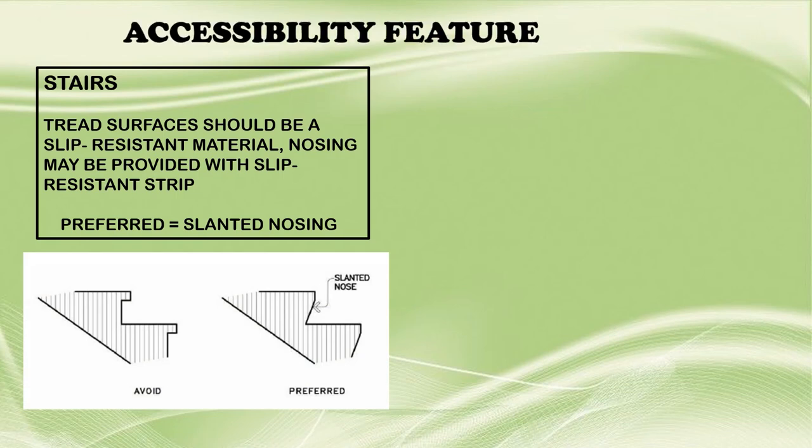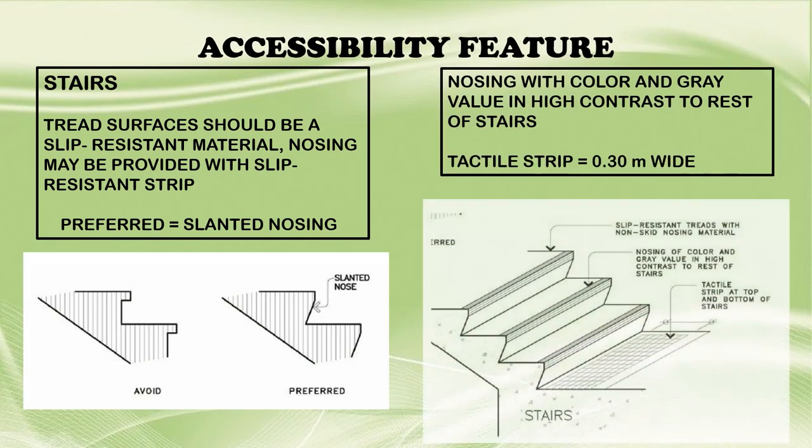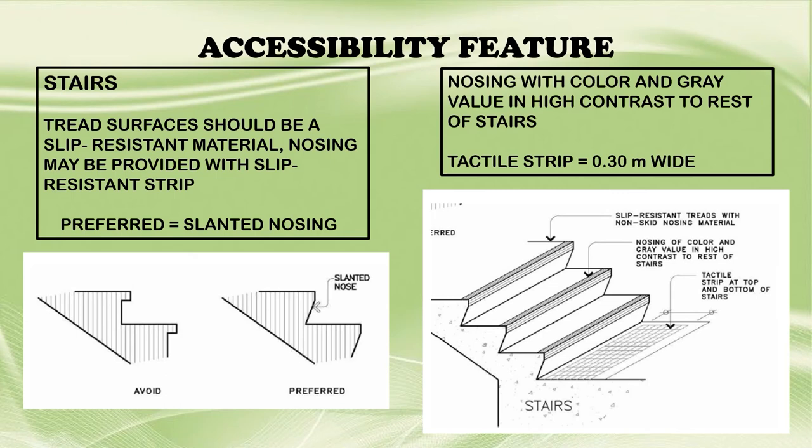Stairs. Tread surfaces should be a slip-resistant material. Nosings may be provided with slip-resistant strips to further minimize slipping. Slanted nosings are preferred to projecting nosings or open stringers. The nosing should be marked with a color and gray value, which is in high contrast to the gray value of the rest of the stairs. A tactile strip 0.30 meters wide shall be installed before hazardous areas such as sudden changes in floor levels and at the top and bottom of stairs.